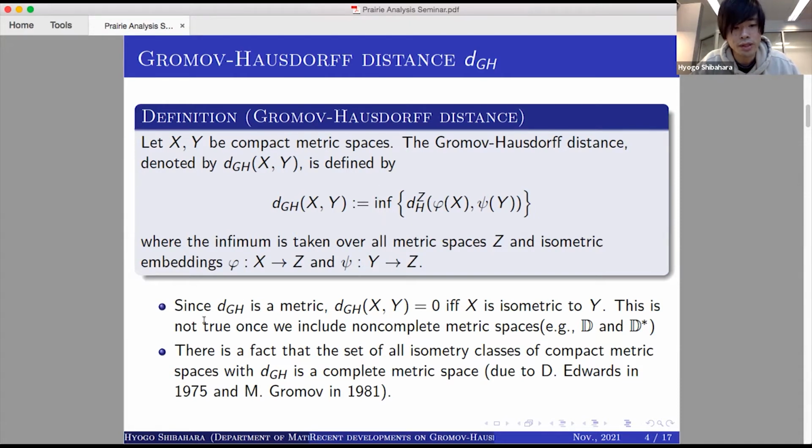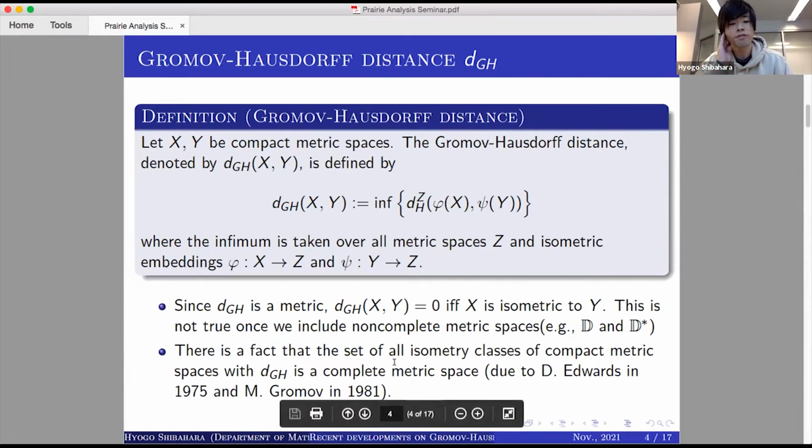Since d sub GH, the Gromov-Hausdorff distance, is a metric, that means the Gromov-Hausdorff distance between two spaces is equal to 0 if and only if X is isometric to Y. But if you try to deal with non-complete metric spaces, then you cannot say that a Gromov-Hausdorff distance equal to 0 implies X is isometric to Y. An easy example is that if you consider an open disk and a punctured disk, then because the homology is different, you cannot induce a homeomorphism between these two.